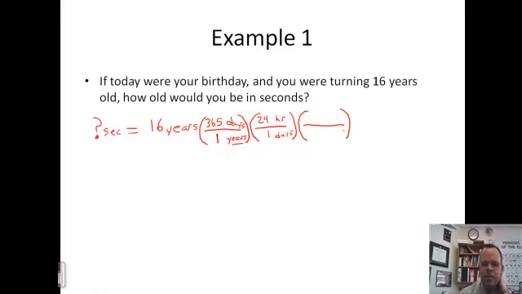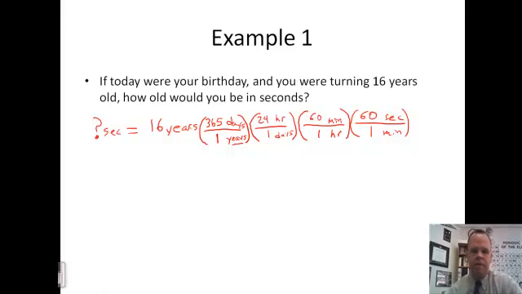We're still trying to get to seconds, so we still got some ways to go. I can cancel hours and get to minutes. 1 hour, 60 minutes. And finally, I can get rid of minutes and convert to seconds. 1 minute is 60 seconds. So in this case, I have 4 conversion factors. I can check: years cancels, days cancels, hours cancels, minutes cancels. If all the units cancel correctly, I've probably set this up correctly, assuming each of these pieces is the correct ratio between those 2 units.